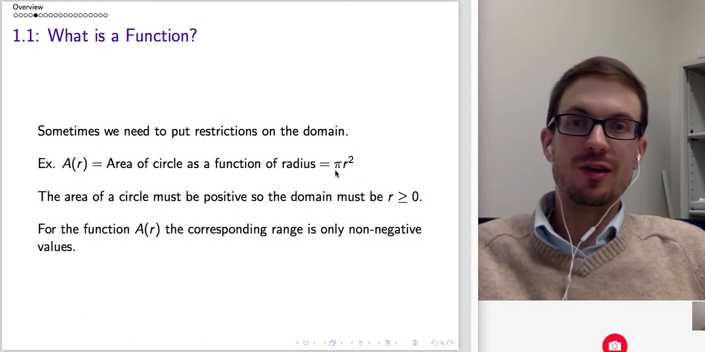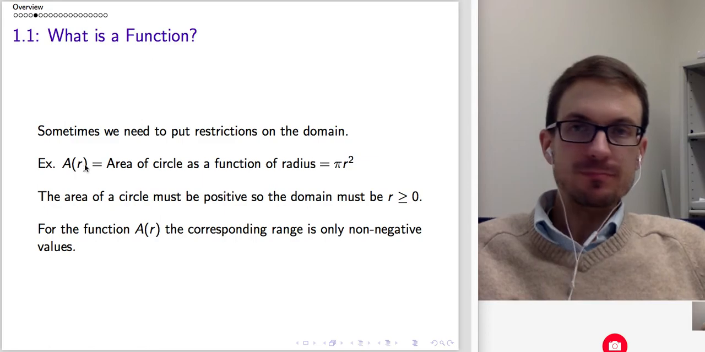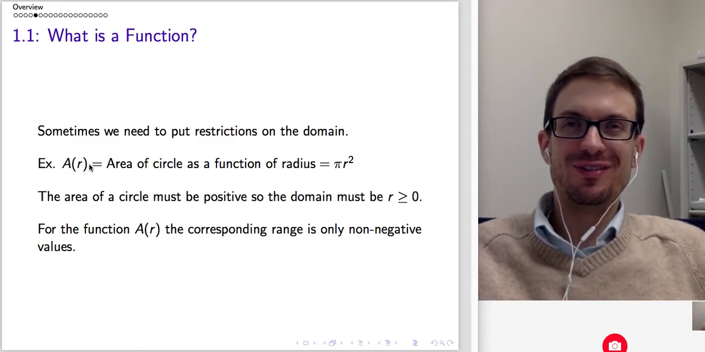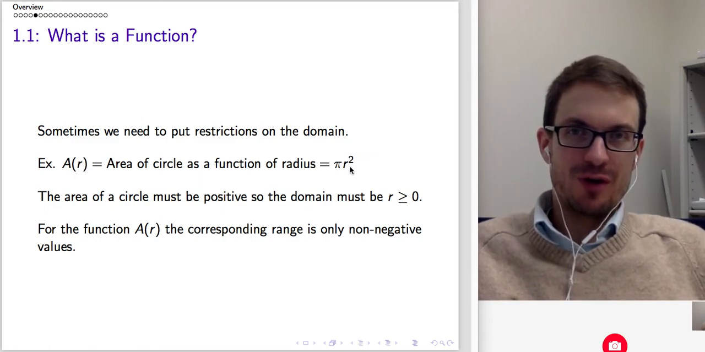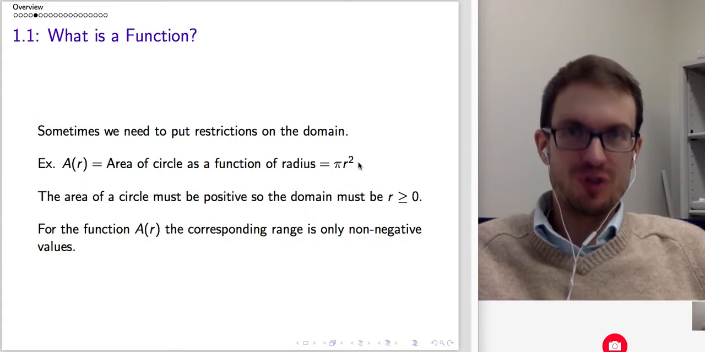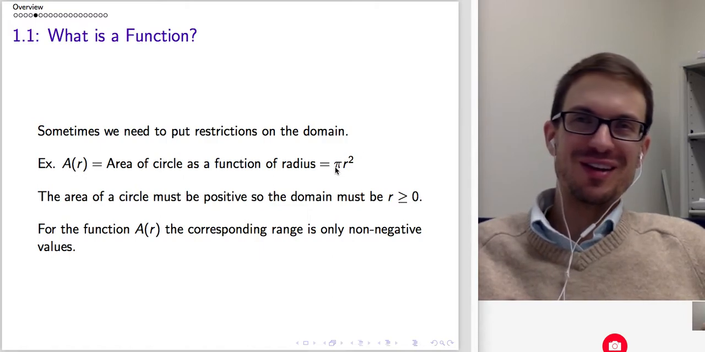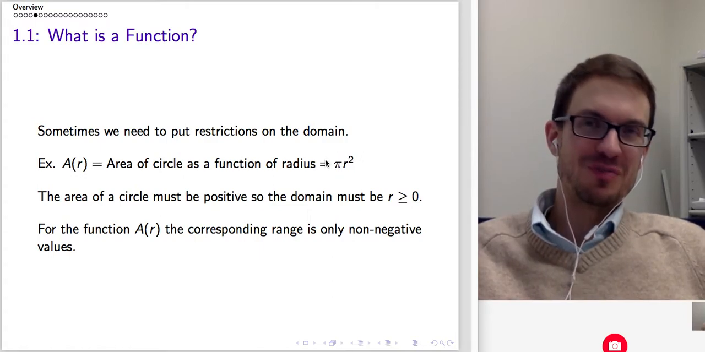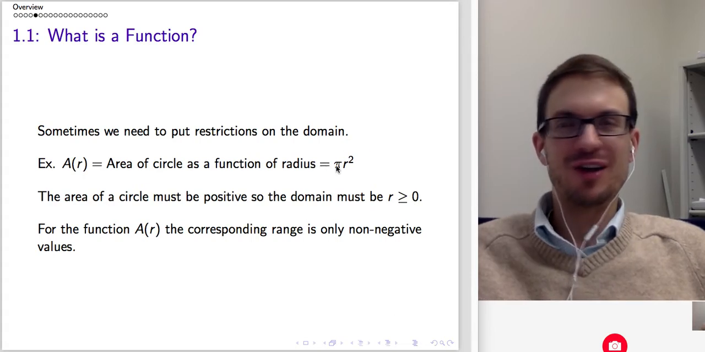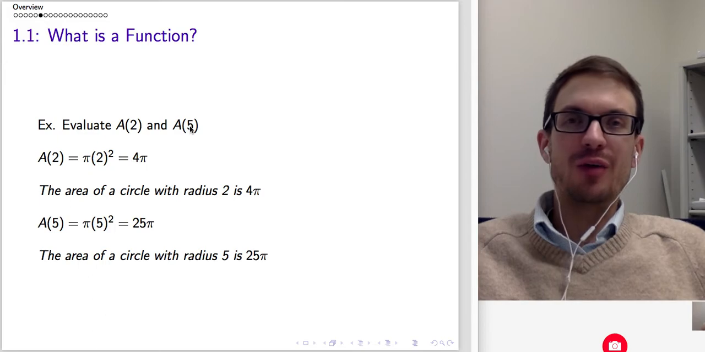Suppose we evaluate this at a radius of -5. Well, (-5) squared is 25. That gives us an area of 25 pi. But we should all know that if we have a radius of -5, there's probably been some mistake. We're not going to try to say that it has an area of 25 pi. Okay, so let's evaluate our function.